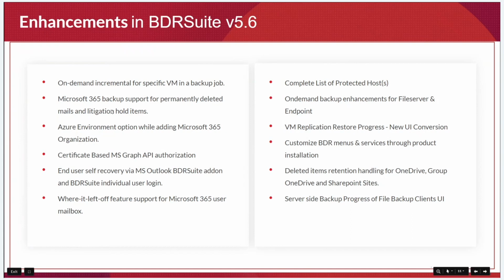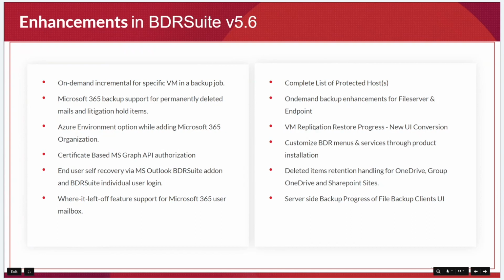So for Microsoft 365 backup, we have made sure the permanently deleted emails and litigation hold items are being supported. And on the same scenario with Microsoft 365, you will be able to choose Azure environment as an option for your Microsoft 365 while adding your organization into it. And relatively, you also have the certificate-based MS Graph API authorization. Instead of giving it as an access key, you can directly do it through a certificate. That is an option that we also included here.